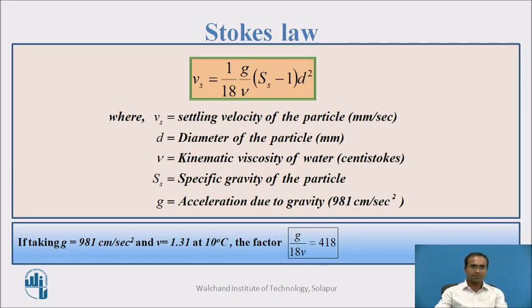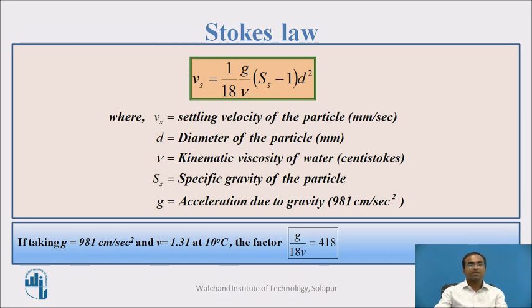Here it has to be understood that in this whole equation all the parameters have different units. The settling velocity of the particle has a unit of millimeter per second. The diameter of the particle is kept in millimeter. The kinematic viscosity of water is kept in centistokes. The specific gravity of the particle is unitless, and the acceleration due to gravity is taken as 981 centimeter per second square. Now if you see, by taking the acceleration due to gravity, 981 centimeter per second square, and the kinematic viscosity, 1.31, the factor 1 by 18 g by nu will give 418.